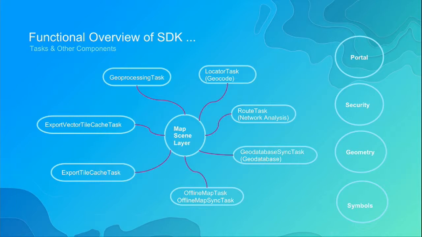We have a lot of tasks within our SDK. For example, a locator task for geocoding, a route task for solving network routes. We have tasks to export tile caches from a web service, similarly an export vector tile cache task, or a geodatabase sync task where you can take the feature services offline. Or you can use an offline map task, which is a combination of export tile, vector tile, or geodatabase sync tasks, which you would do individually on layers. The offline map task can combine all these things and do it for you, take the whole map offline.